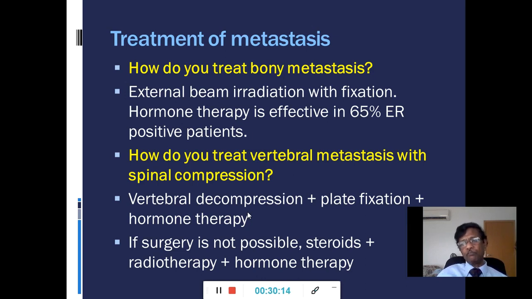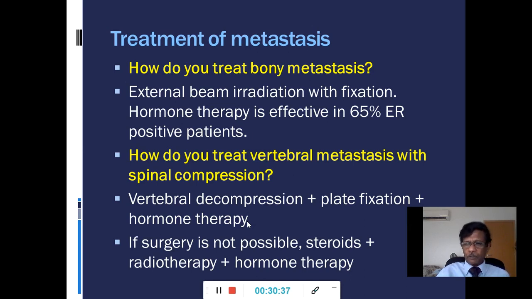How do you treat vertebral metastasis with a spinal compression? I don't know. The vertebral compression, decompression has to be done. Otherwise, it will be continuously compressing the spinal cord. So, vertebral decompression has to be done with the plate fixation, followed by hormone therapy.